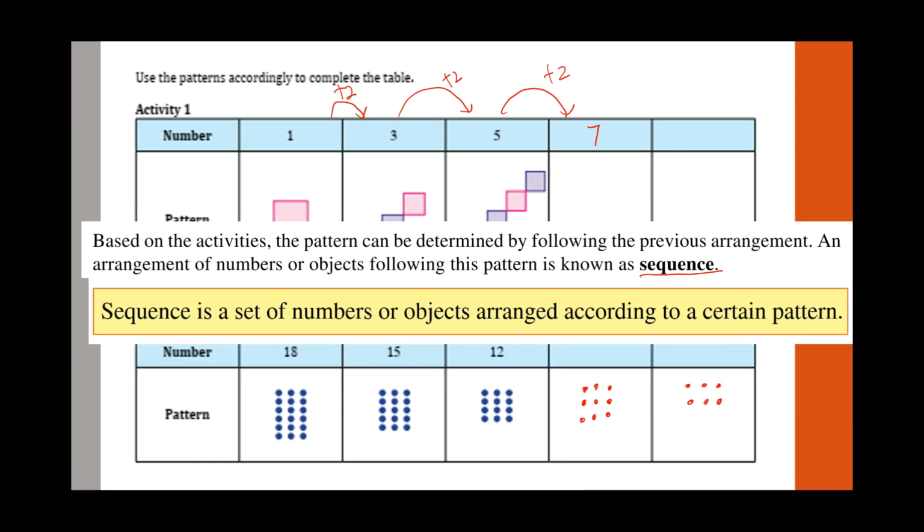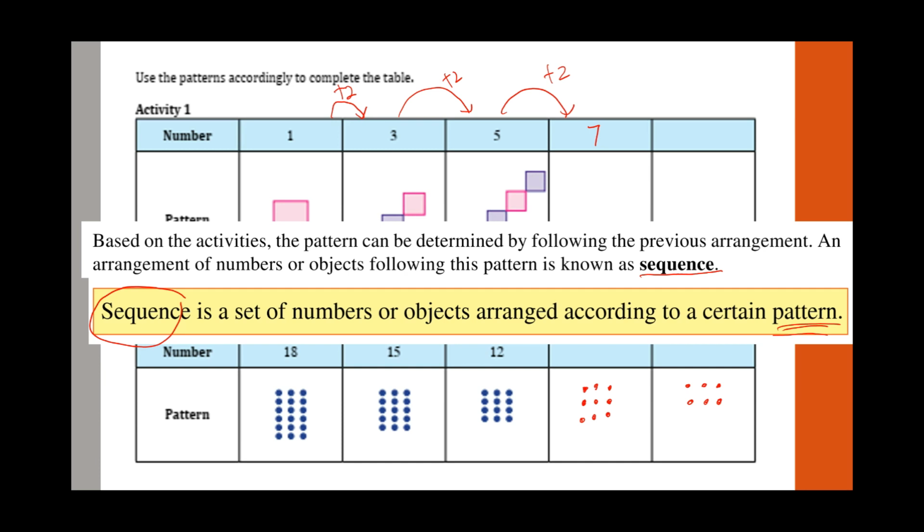Now, look at the meaning of sequence given over here. A sequence is a set of numbers or objects arranged according to a certain pattern. So a sequence is arranged according to pattern. Do you remember what the meaning of pattern is? Sometimes you can mix up the meaning of sequence and pattern. It's a bit confusing, isn't it? So a pattern could be a list or a set of numbers or objects arranged according to what?